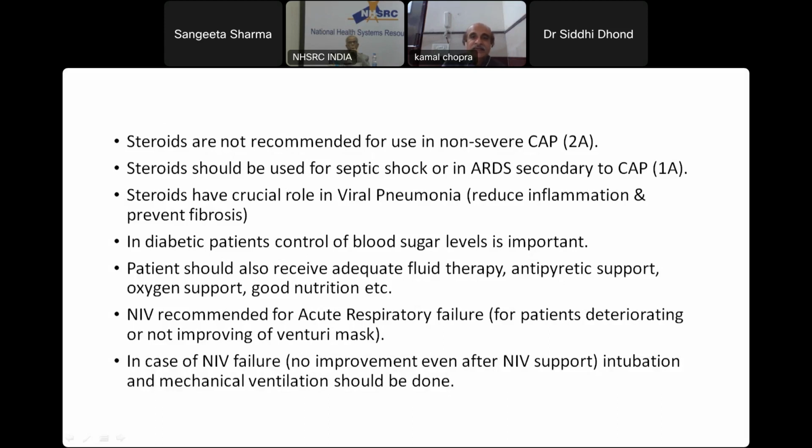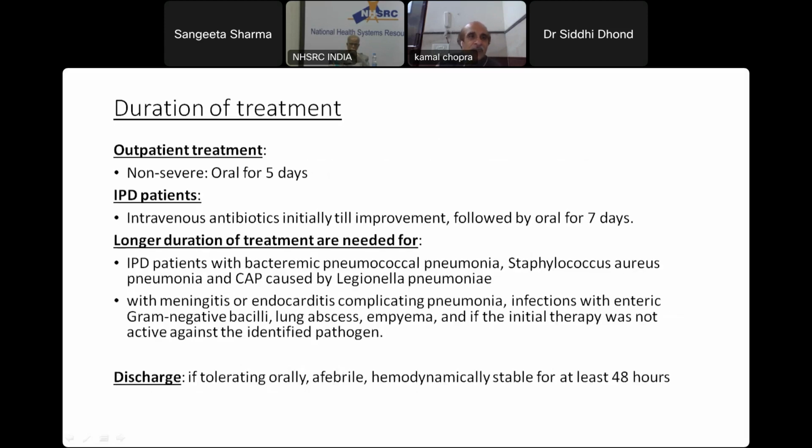In a diabetic patient, control of blood sugar is very important because if blood sugar is not controlled, it is very difficult to control the infection. Other investigations, other therapeutics like antibiotics, IV fluids, and sometimes if the patient is in acute respiratory failure, that patient should be put on a ventilator. Duration of treatment is important. In an outpatient, oral antibiotic for 5 days is sufficient. Inpatients could be given initially intravenous antibiotics and then oral antibiotics for 5 days. IV is given till the patient improves.